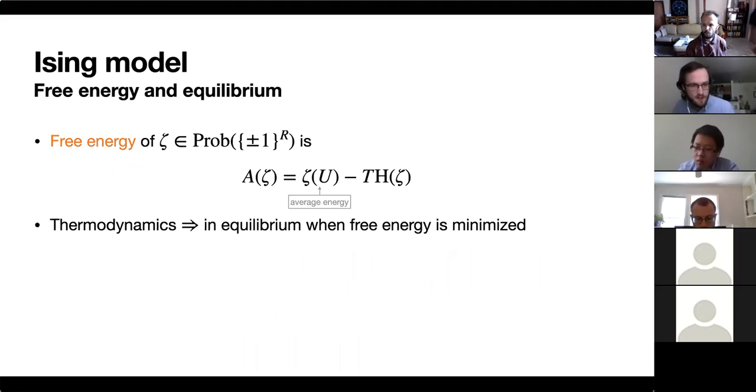So now back into physics. We can define the free energy of this probability measure, which is again supposed to be a statistical state of the system.